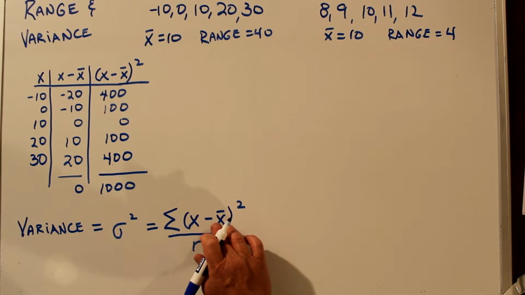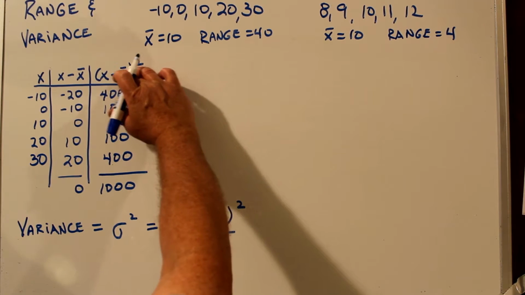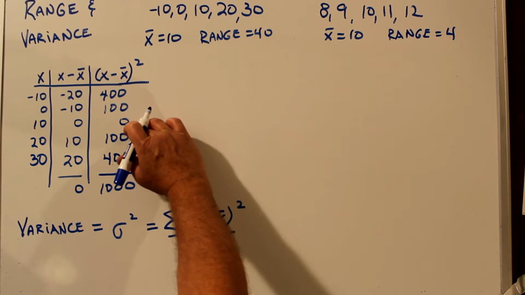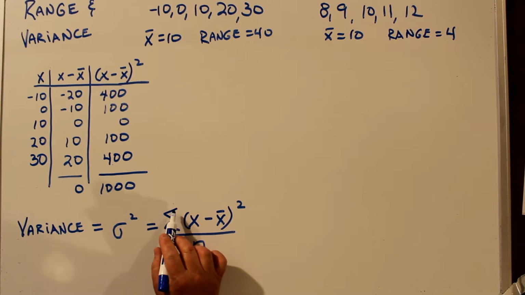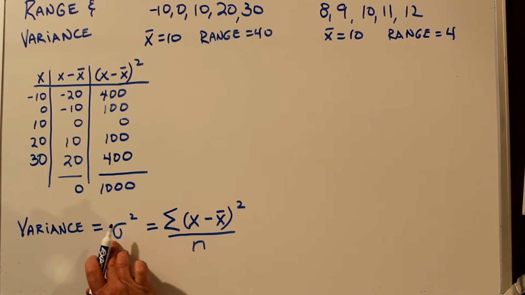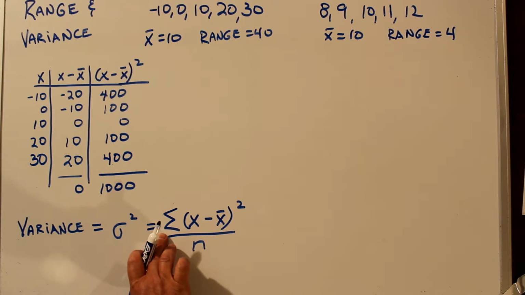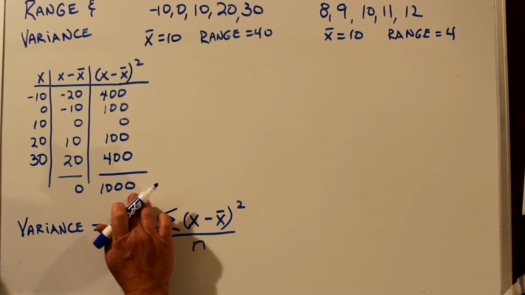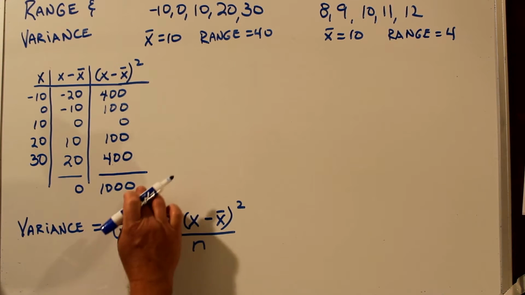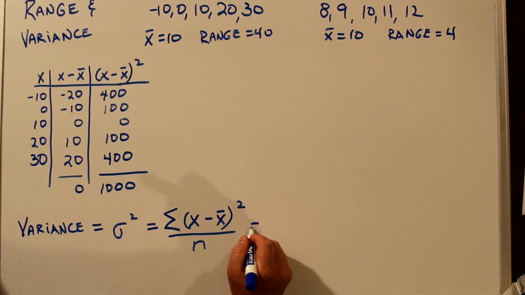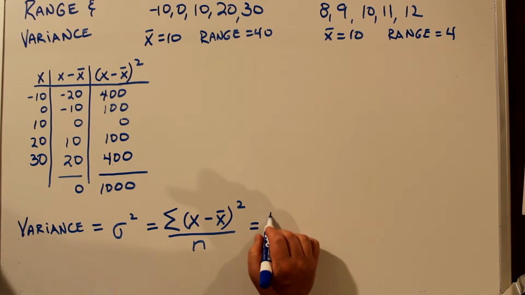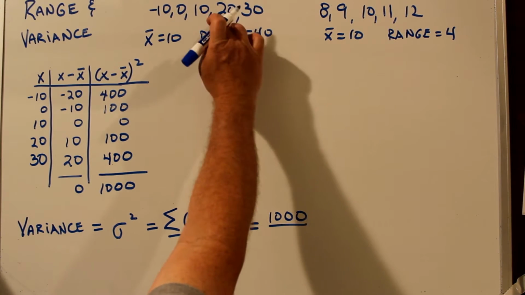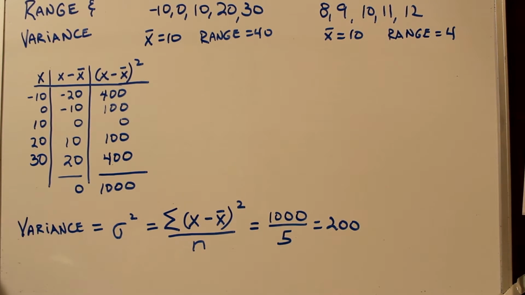Well, we have x minus x bar squared right here, x minus x bar squared for each number. And the summation, this is capital sigma, versus lowercase sigma. So it's like a capital letter and a lowercase letter. But this means the summation. The summation of x minus x bar squared is 1,000. We just totaled up all of these numbers. So for our first group, the variance is simply 1,000 over the number of numbers in our group, 5, or 200.